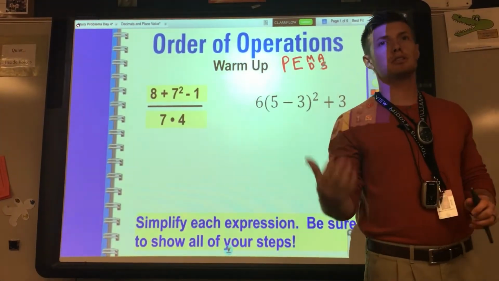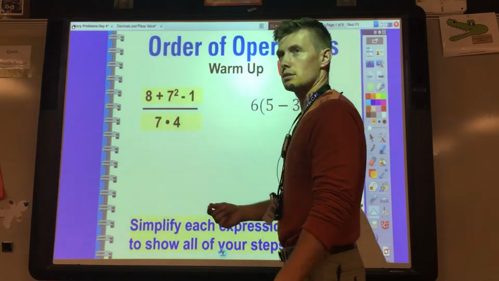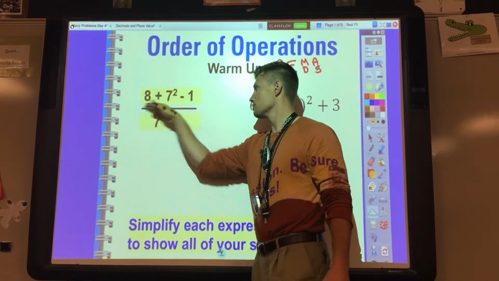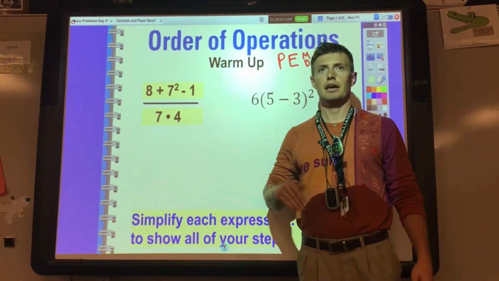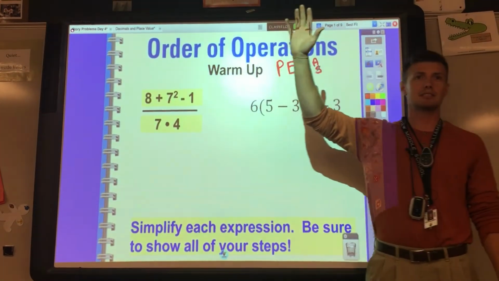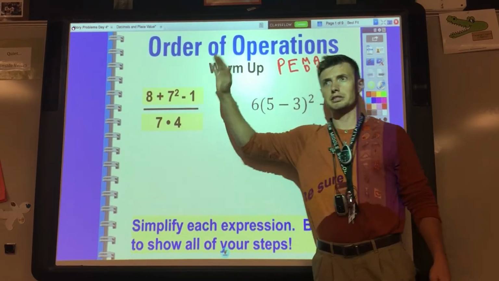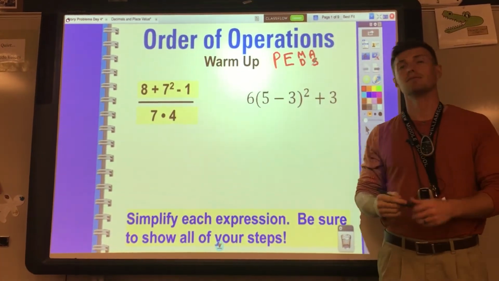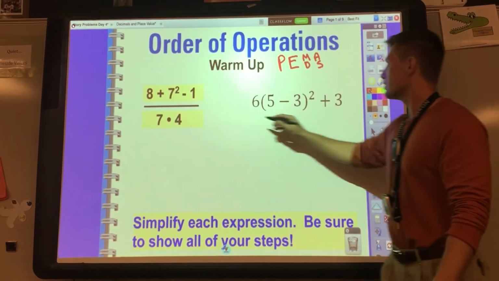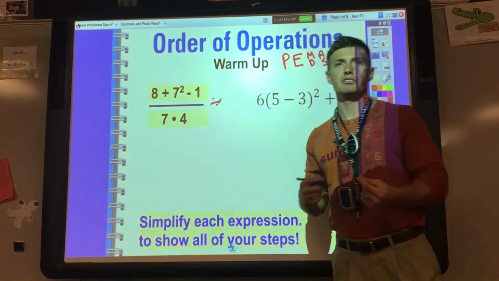If we were going to solve this problem, one of the common things I notice is students get stumped on this bar here. It's a fraction bar. And what do we know about fractions and simplifying an expression? What do we do with that? What do you think? Zach? We divide. This bar means division. But when do we divide?